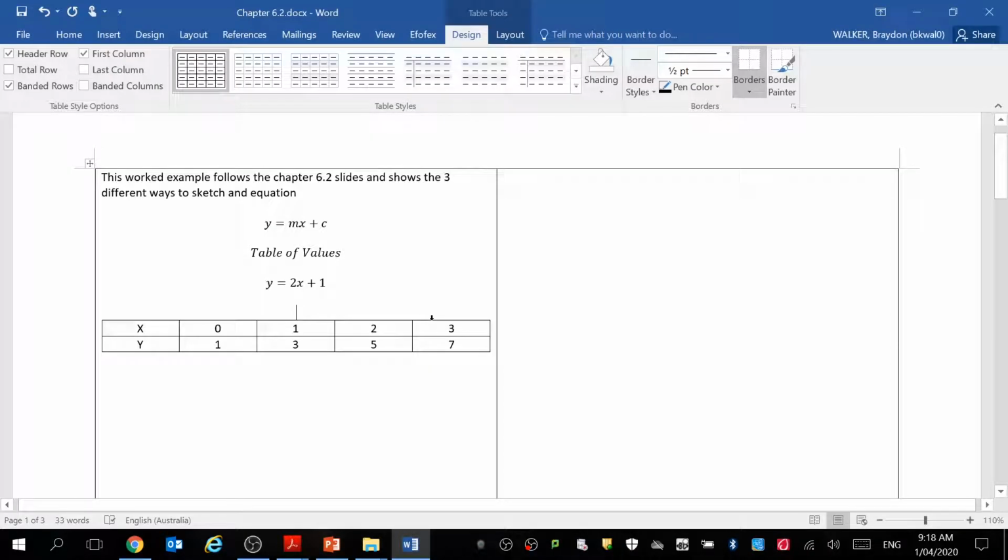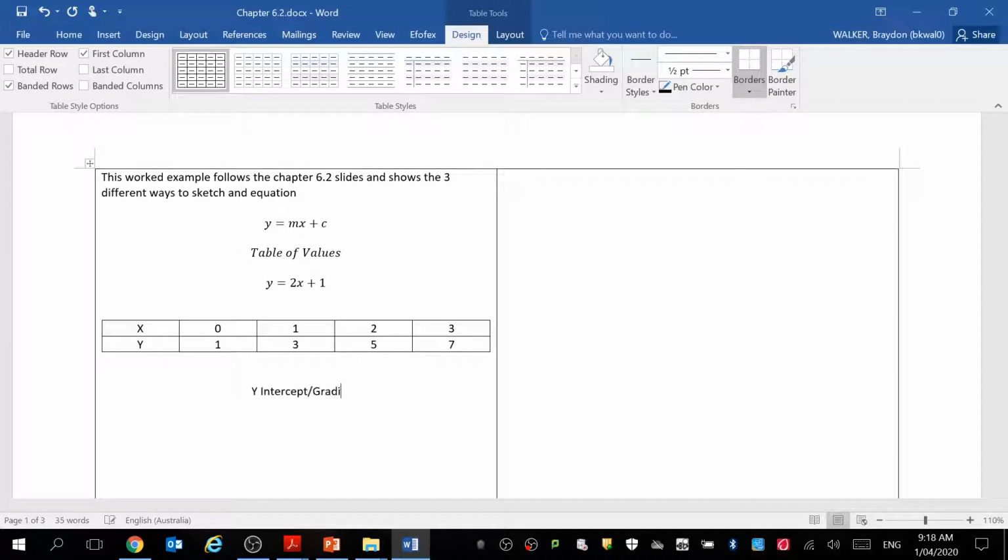Now, I generally like to plot 3 of them. Your straight line, if it ever zigzags or curves, you know you've done something wrong in calculating your table of values. And that's how you graph the line. Pretty straightforward and easy.